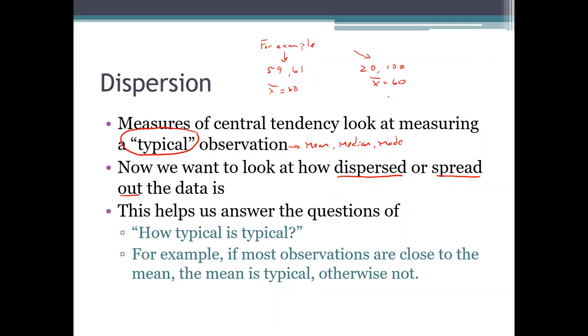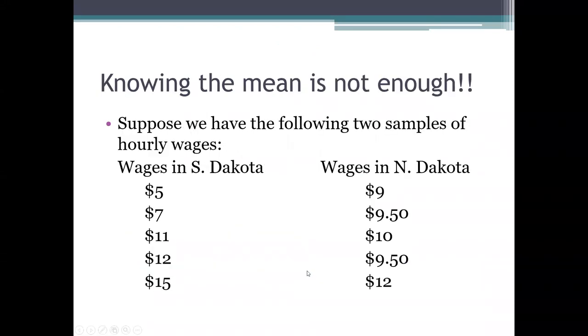It's also 60. So this one here, you see they have the same mean, okay? But obviously this mean is not typical of what people score. So what we need is numerical measures to help us understand that. This is the data set we're going to be working with today.